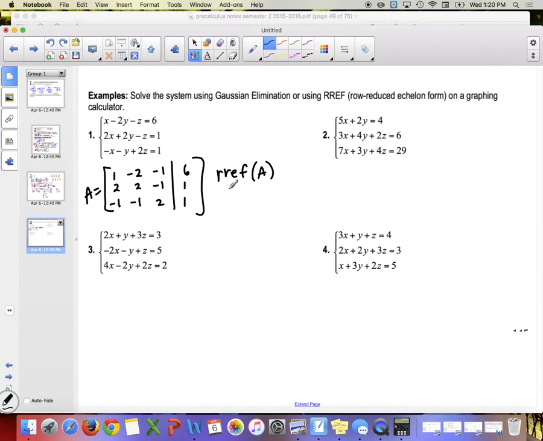So that's the answer? That is. So it's 1, 0, 0, and then what was it, 3? What were the 3 numbers? So 3, -2, and 1. So x equals 3, y equals -2, z equals 1.